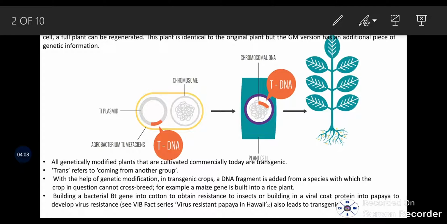Transgenics, roughly speaking, means the gene may be taken from any group, may be from some other genera, family or anything.